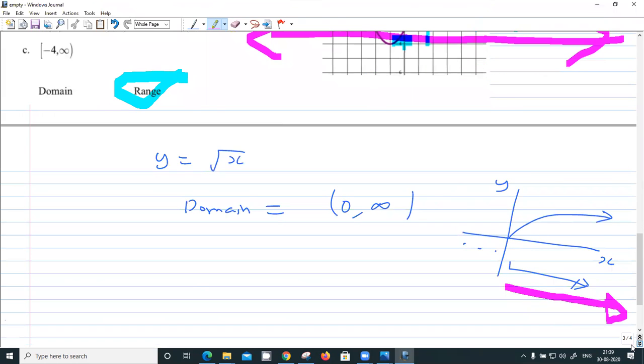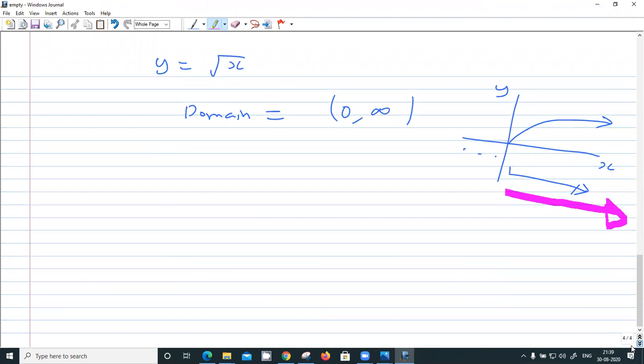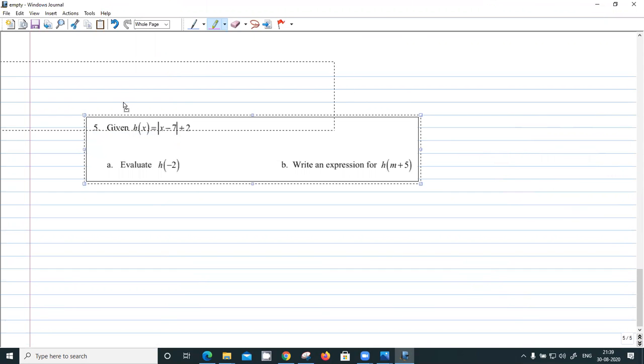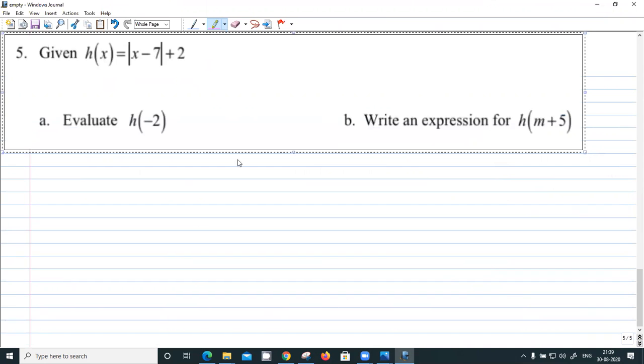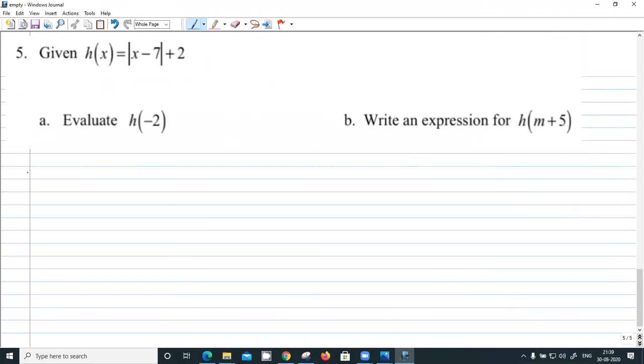M plus 4. Or no, it would be M minus 2 in the absolute value brackets, then plus 2, because you can't simplify it. So h of m plus 5 is m plus 5 minus 7, right? So m minus 2 plus 2. Yeah, that's what I got.